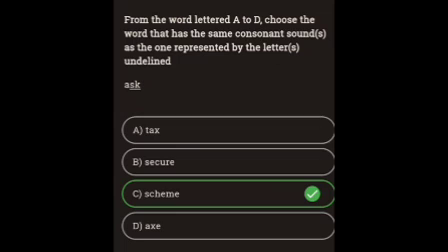Because in the word ask, S and K have been underlined, which sounds SK. Tax contains K and S and not S and K as underlined. Secure does not contain S and K. Axe contains K and S, but scheme contains S and K. So that is why option C, scheme, is the correct answer.